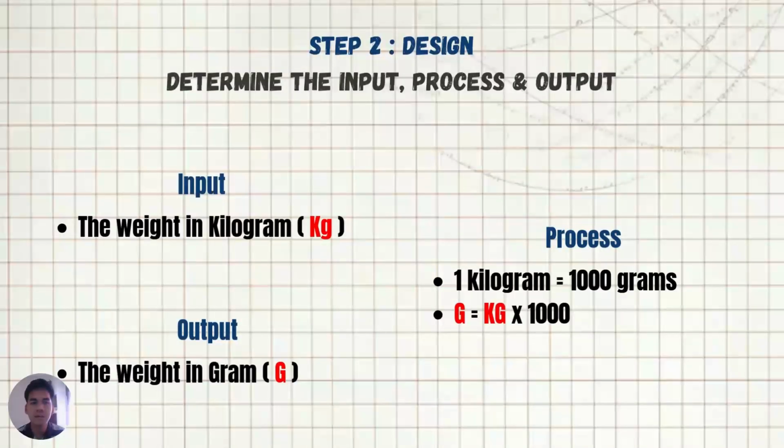So the next step is design. Determine the input, process, and output. The input is kilograms, because in the question it states that the pet food's original weight is in kilograms, so we need to convert to grams. So the input is kilograms. The process is from the formula 1 kilogram equals 1000 grams, so that means grams equals kilograms times 1000. So the output will be the grams.